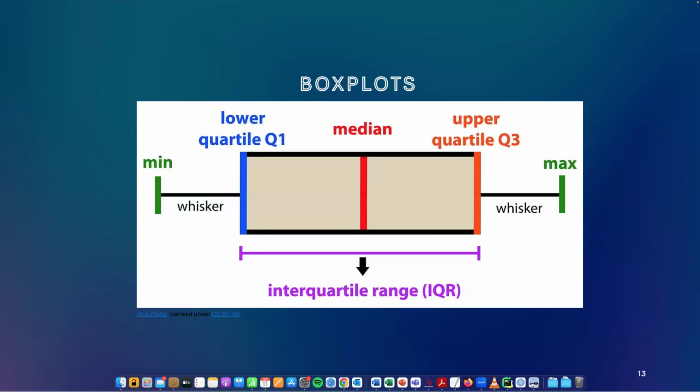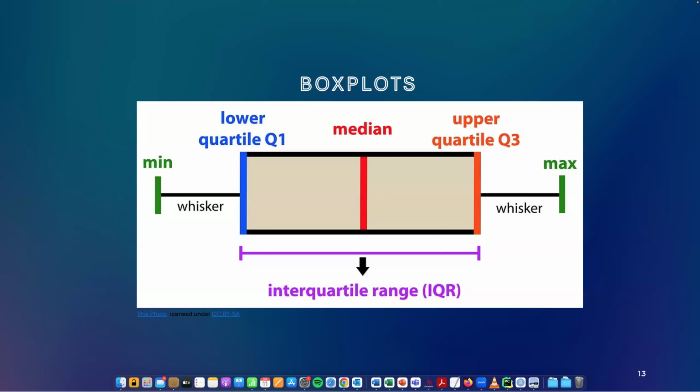Now, when a data distribution is symmetric, you can expect the median to be in the exact center of the box, much as you see it here. The distance between Q1 and Q2 should be the same as from Q2, the median, to Q3. And outliers should be evenly present on either side of the box. We don't really have outliers represented here, but if we did, they would be like that.